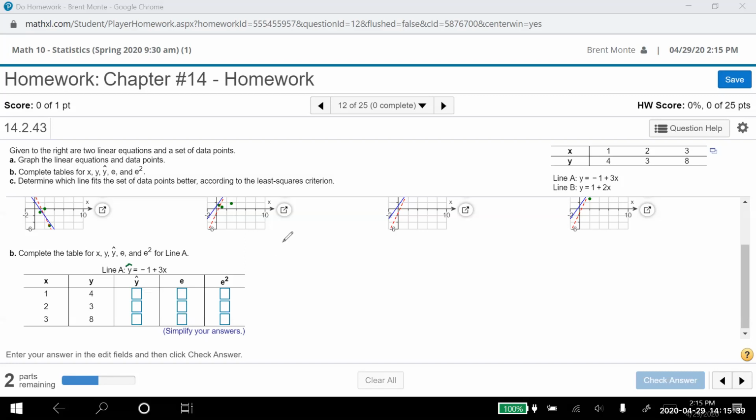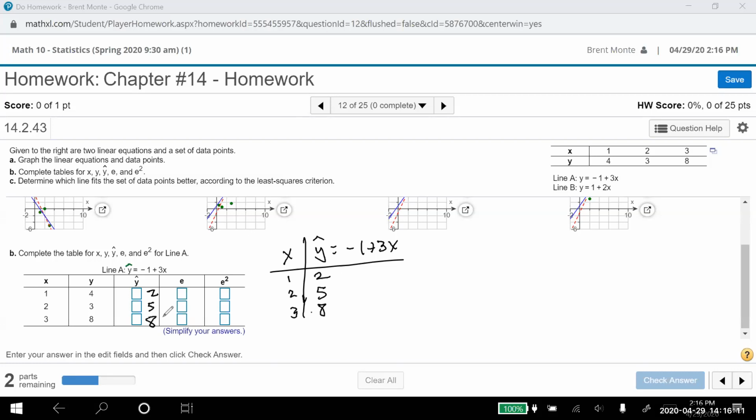And so if I do x and y hat, and again, it's -1 plus 3x. So I'm going to plug it in there. They're doing 1, 2, and 3. And we've already done some of these. We're just plugging it in. So if I plug in 1, I get 3 minus 1 is 2. Plug in 2, I get 6 minus 1 is 5. And 3 is 9 minus 1, 8. That's what's going to go in here. I'm going to plug in 2, 5, 8.